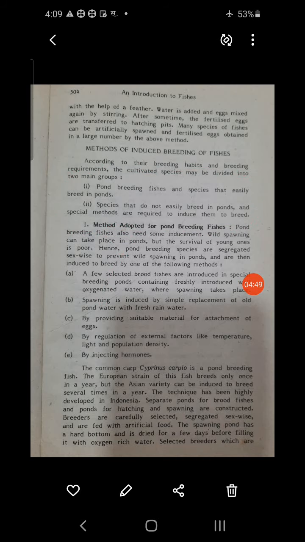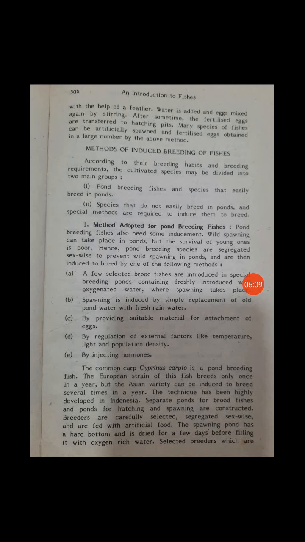First of all, we switch over to the method adopted for the pond breeding fish. Now, the pond breeding fishes also need some inducement. Actually, what happens is the fishes are induced to spawn with the lightning and thundering and the flow of water mixed with the soil, that is the muddy water. So when this situation occurs in the rainy season, the fishes are induced to spawn.